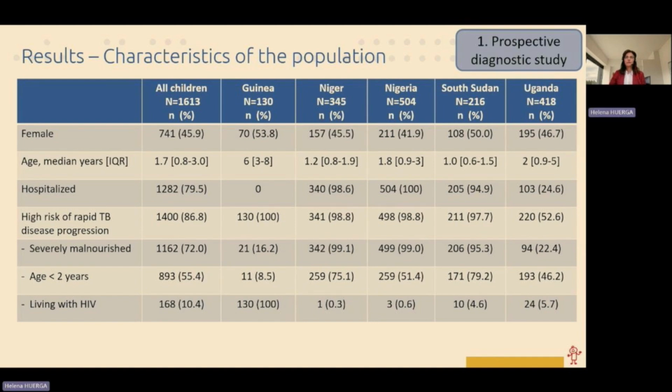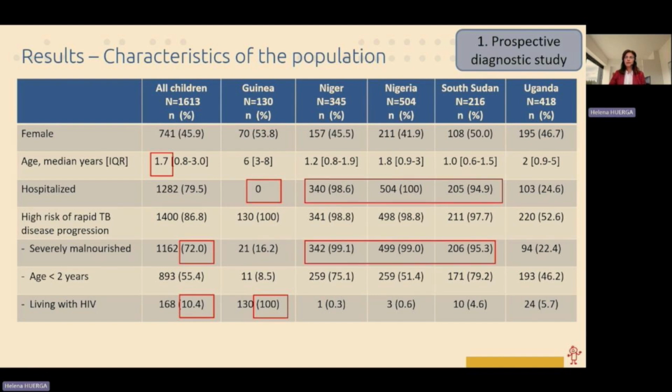This slide shows the characteristics of the population. We included 1,613 children, and you can see in the first column that the median age was 1.7. 72% of the children were severely malnourished and 10% were living with HIV. If we now look at the other columns, we can see that in each country, we focus on specific populations. For example, in Guinea, we focus on children living with HIV and all were ambulatory. Nigeria and South Sudan included mainly hospitalized children, mostly severely malnourished. And Uganda had mostly a mixed population with both hospitalized and ambulatory children, 22% severely malnourished and 6% living with HIV.